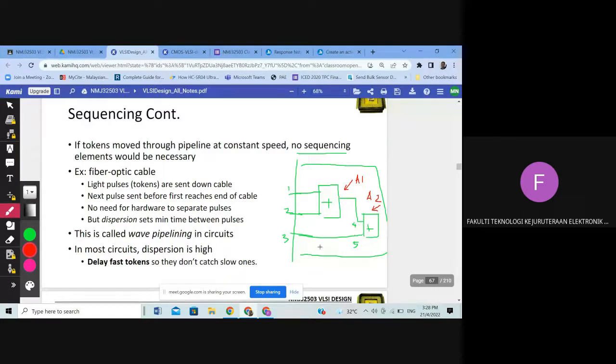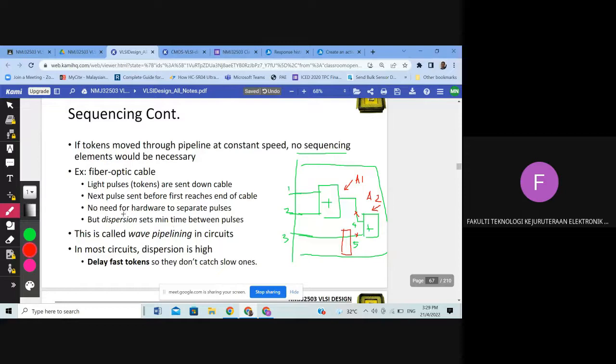Clearly, the delays between this path and this path are different. The path that goes through the first adder has more delay than the direct line here. So of course we need to have a sequencing element here to make sure that the data arrives here at the same time as here. That's one example of the purpose of having a sequencing element.